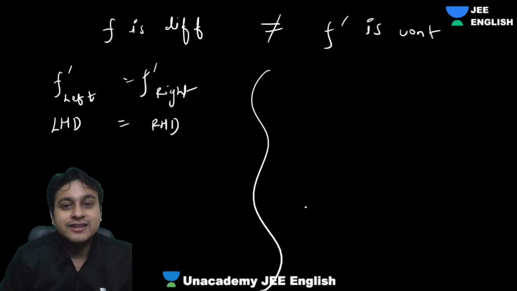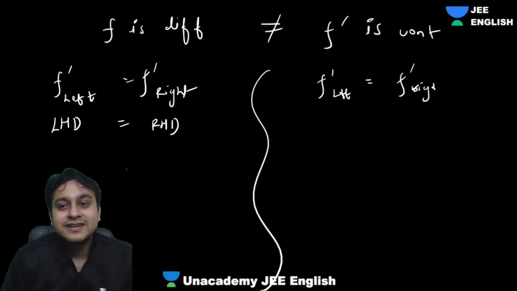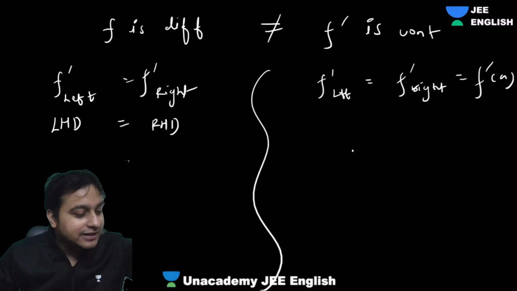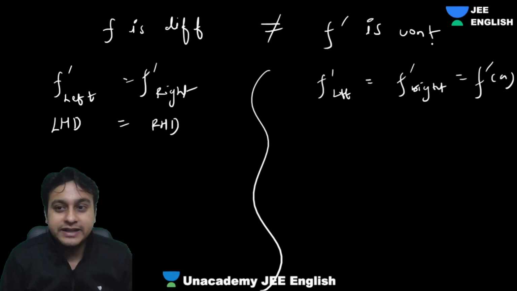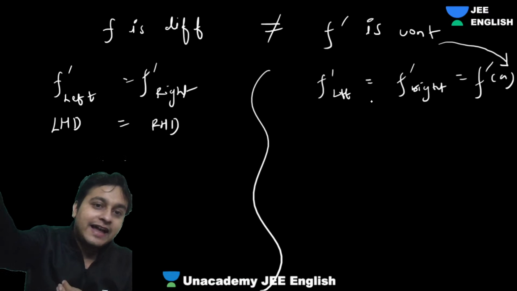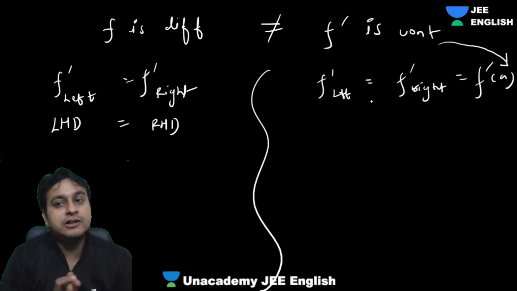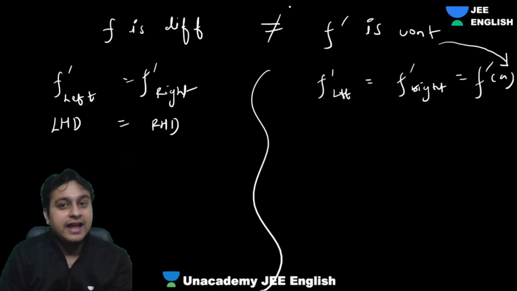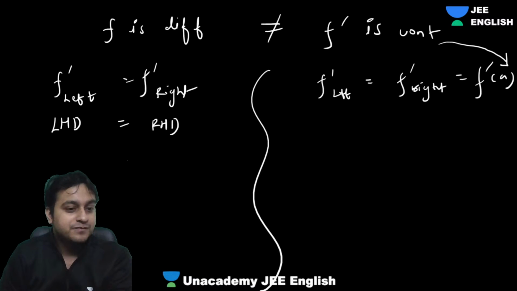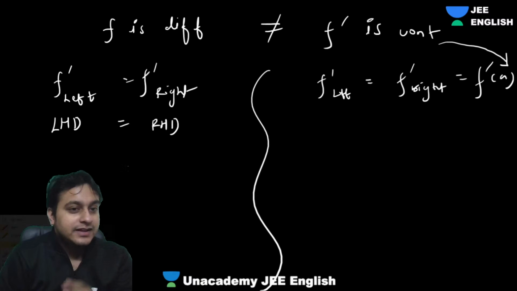But for continuity of f dash, guys, f dash left equal to f dash right also should be equal to f dash of A. Everyone understood the difference? Continuity came, that means the point is also involved now. The functional value is also involved. So sometimes in advanced questions, they play with this also. There's a difference between both of them. F is differentiable and f dash is continuous. Got it everyone?